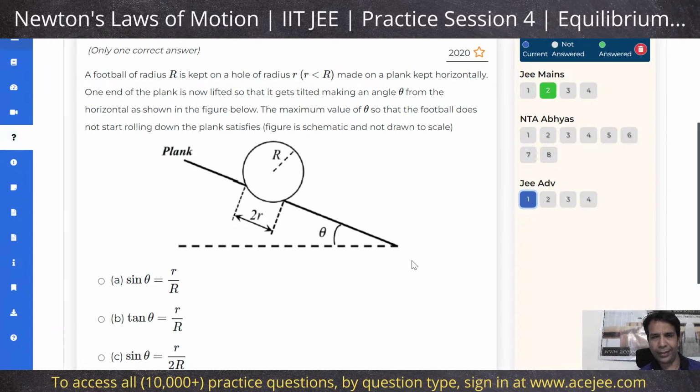Since we have not done the rotation chapter, for the rolling motion to happen, there has to be a net torque either about the center, or you can think about the net torque about the point of contact.